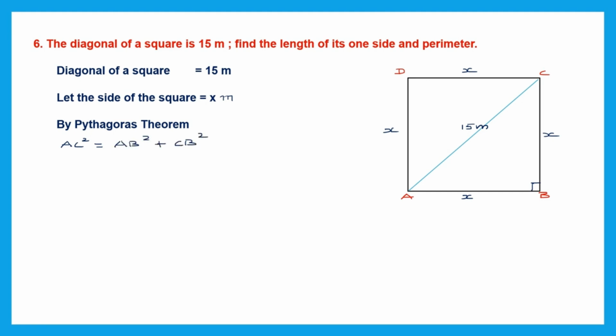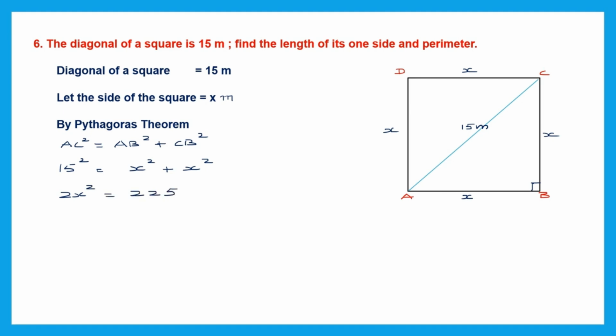So here we can substitute. Now AC square, AC is already given to us, it's 15 meters. So AC square will be 15 square. This is equal to AB square, which is x, so x square plus again x square. So here 2x square, x plus x is 2x, isn't it? 2x square is equal to 15 square, which is 225.